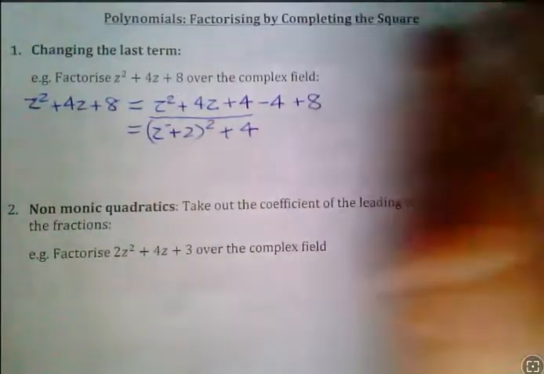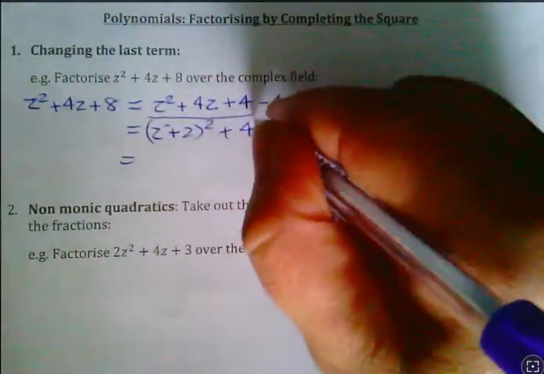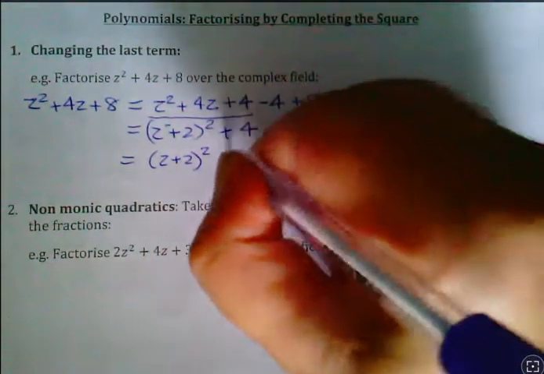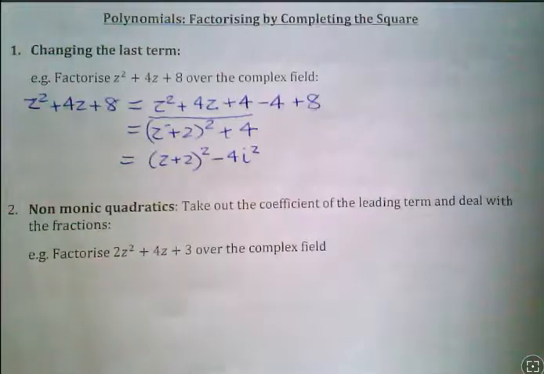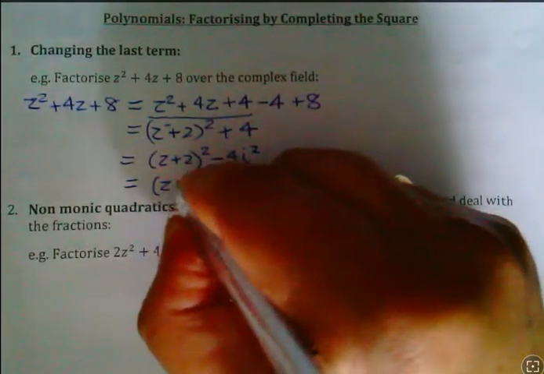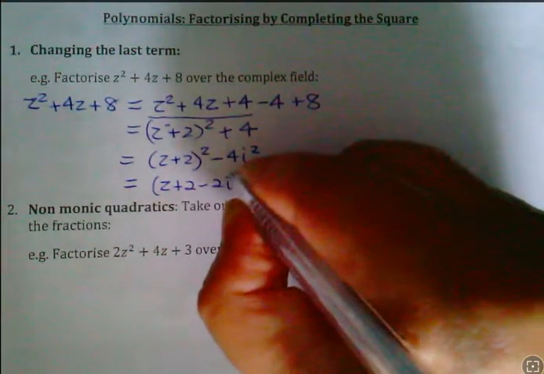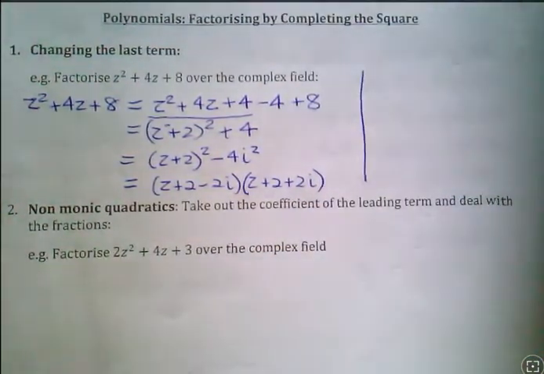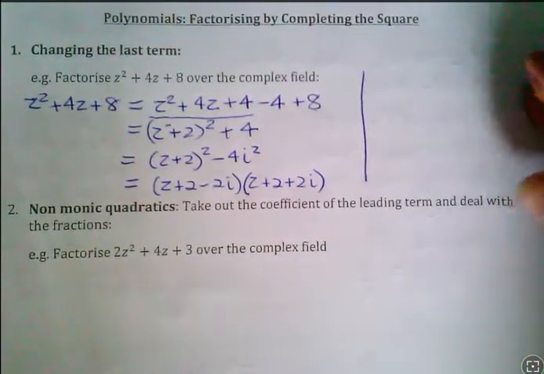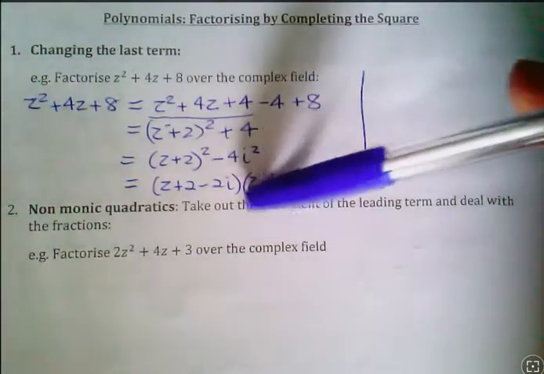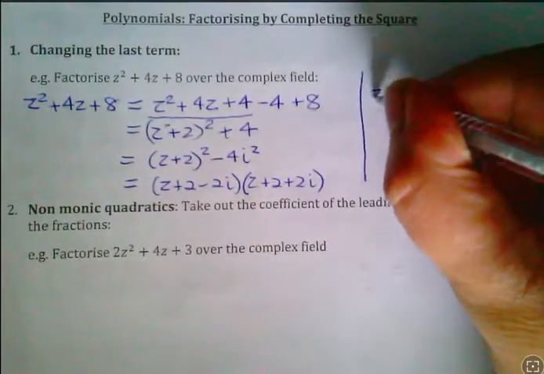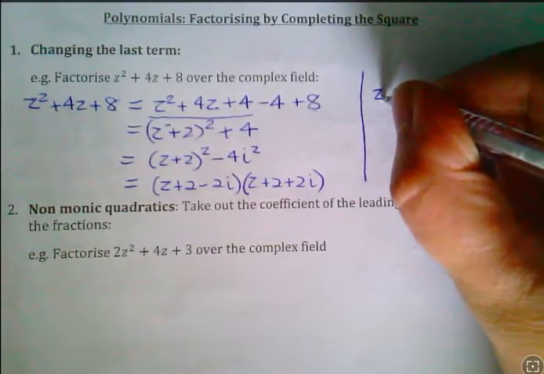So now I can factorise this. At the moment it's a sum of two squares, but I can write it as a difference of two squares by writing plus 4 as minus 4i squared. Now I can factorise this as a difference of two squares, and I've got z plus 2 minus 2i times z plus 2 plus 2i. And so therefore, yes, that's it. I've factorised that over the complex field. That's done, okay? But you could also write it as z, oh no, that's fine, all good.